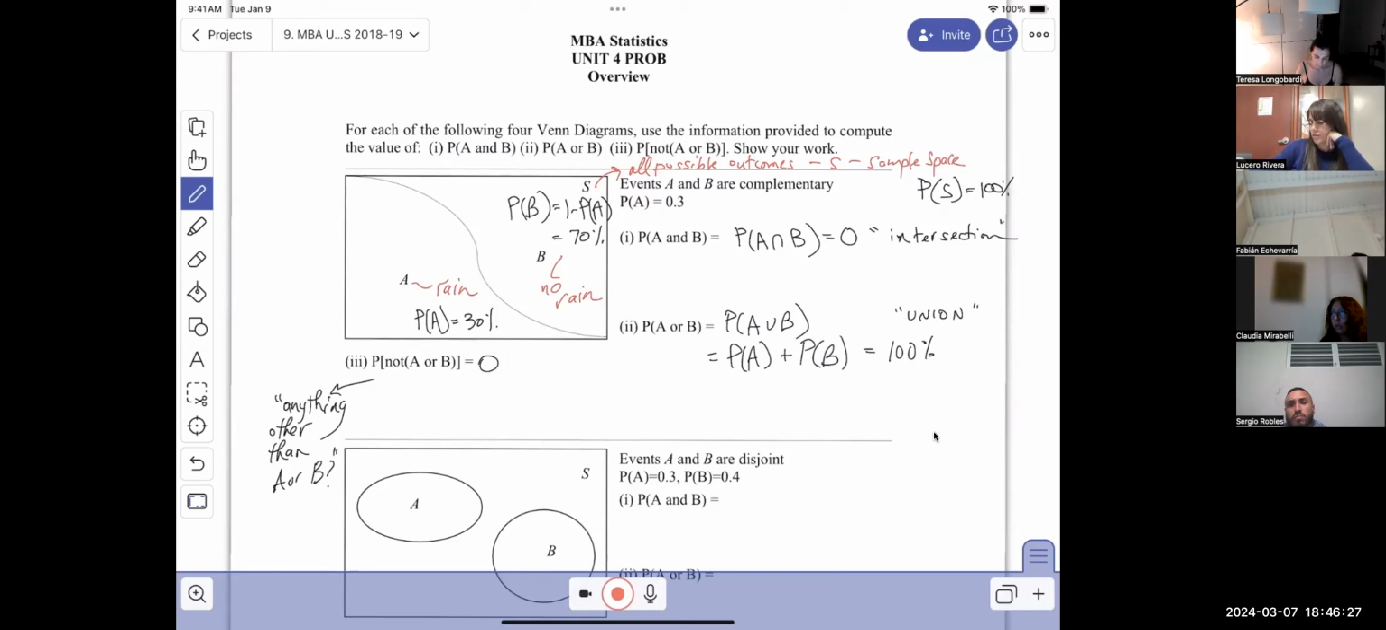To break it down a little bit more, before I give you that answer, the way that you deal with a not event is a complementary event. Okay, so we can write A complement, or not A. If events are complementary, A complement is equal to B and not A is equal to B.